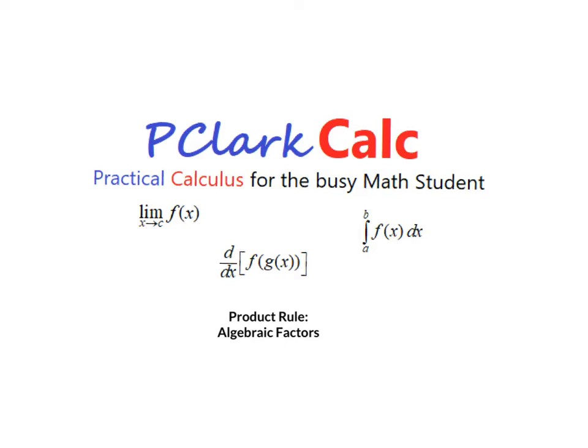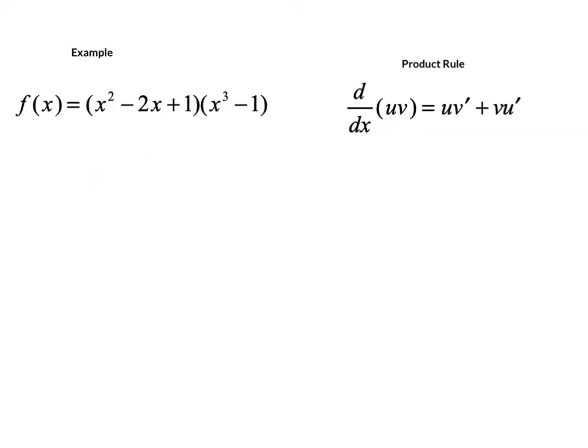In this video we're going to take a look at an example of the product rule in action with a couple of algebraic factors. Here we're taking a look at the derivative of a polynomial function. It's two factors, x squared minus 2x plus 1 times x cubed minus 1. And one option would be to take an algebra first approach here and distribute and then use the basic rules, the power rule, sum and difference rule, and so on.